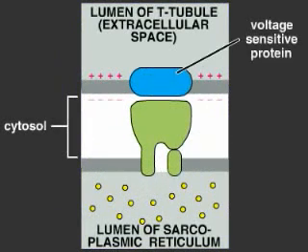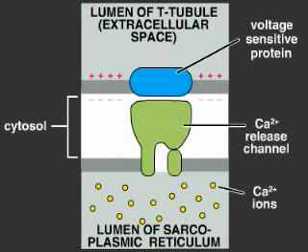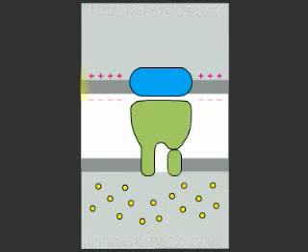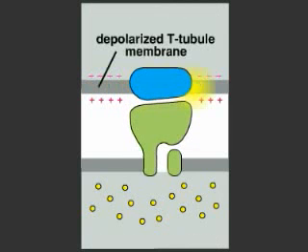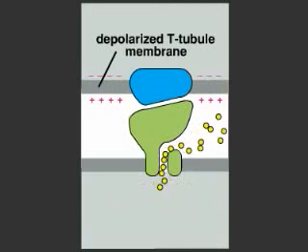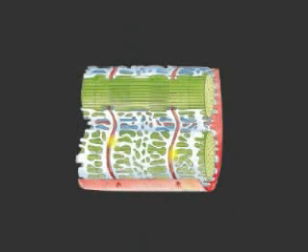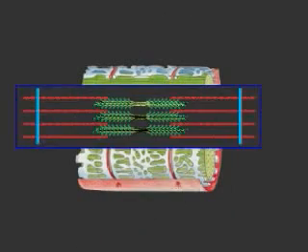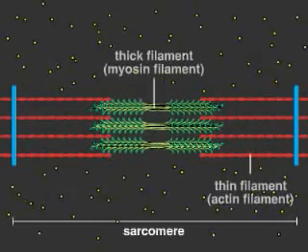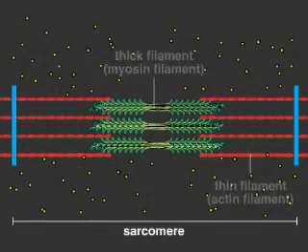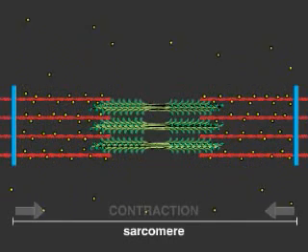A voltage-sensitive protein in these membranes opens a calcium release channel in the adjacent sarcoplasmic reticulum, which is the major calcium store in muscle cells, thereby releasing a burst of calcium ions all throughout the cytosol of the cell. Within a contractile bundle of a muscle cell, called a myofibril, the calcium interacts with protein filaments to trigger contraction.